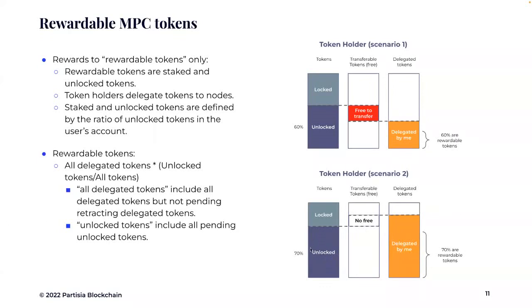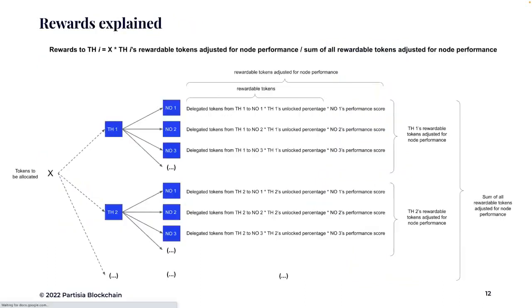And this account has 70% unlocked. So the rewardable token in this case is 70% of the delegated tokens. So that's what we mean by rewardable tokens. I'll repeat this in a minute when we look at how we compute the rewards.